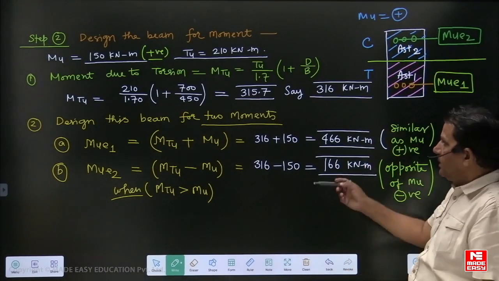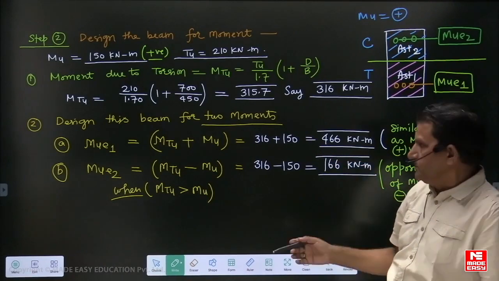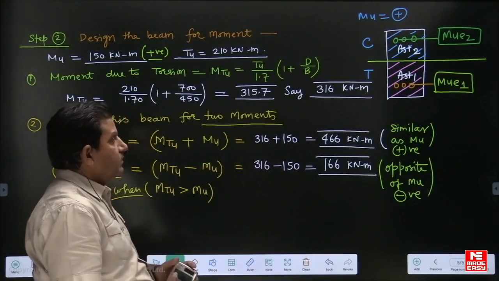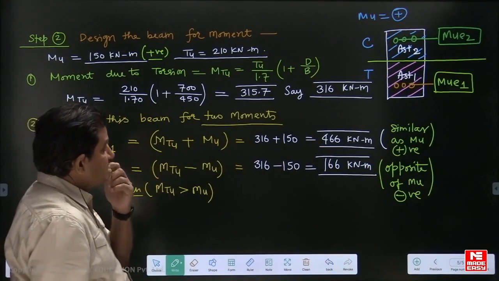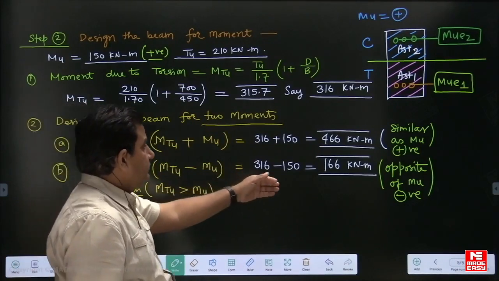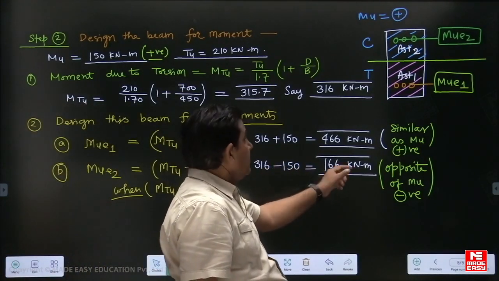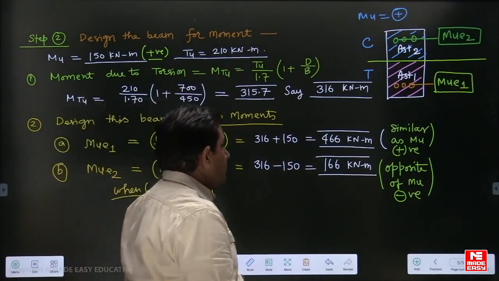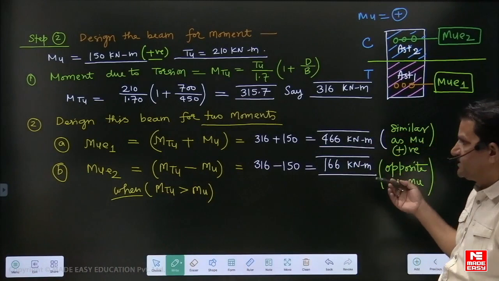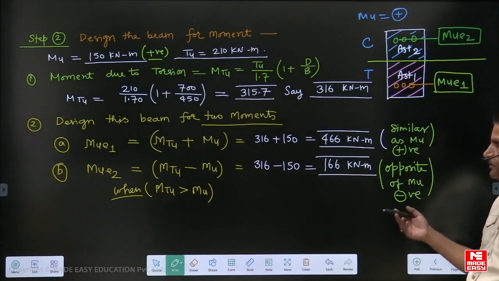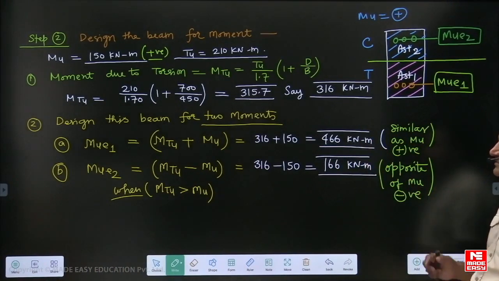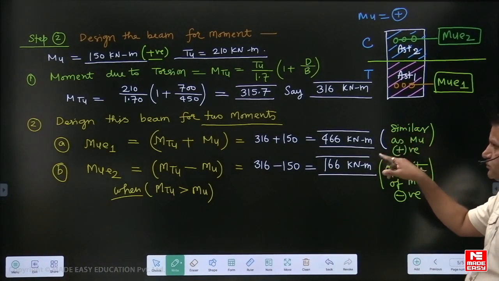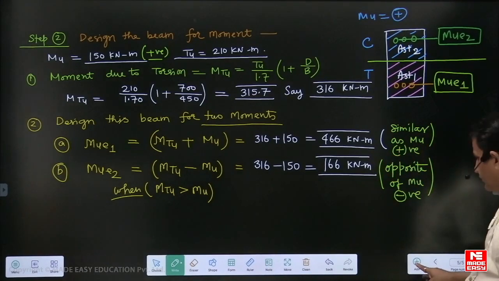Just now we don't know what type of beam we need for this moment. I hope a singly reinforced section will be required. So only one tension reinforcement may be needed for 466, and another reinforcement we will calculate and provide at the top face. Let's calculate one by one. How to understand which type of beam we need for design? I will discuss it in the next slide. So first we decide these two moments, and now we design one by one.